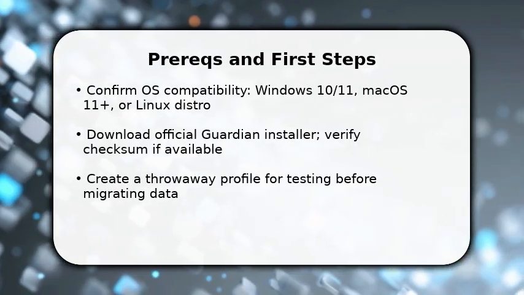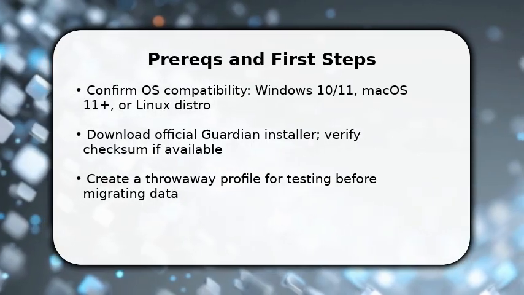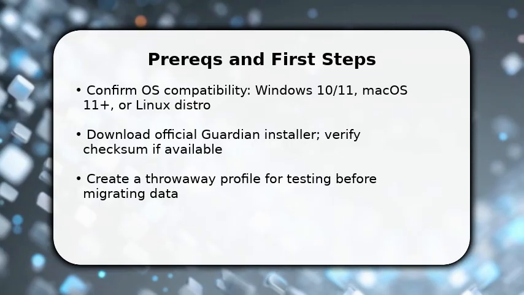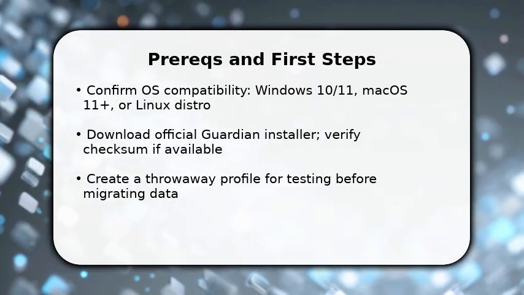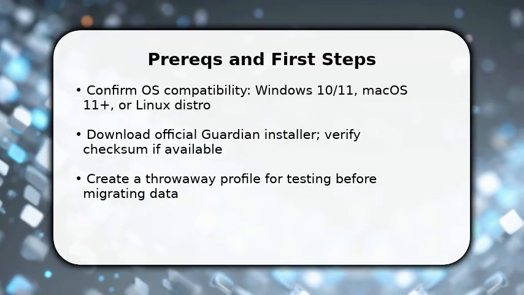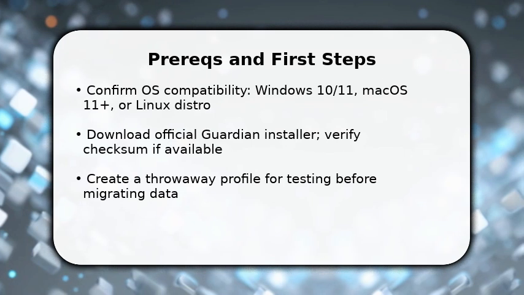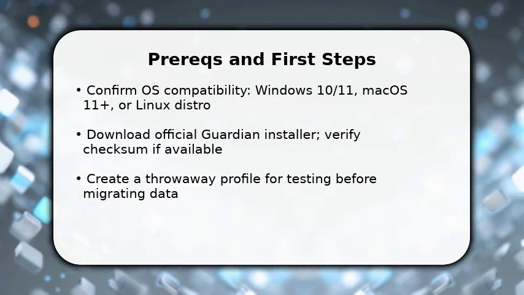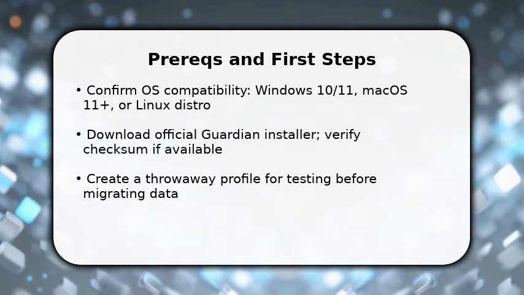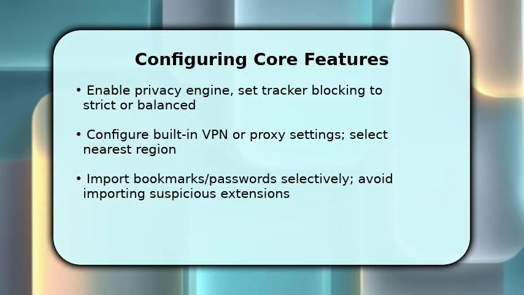Next, create a throwaway profile to test settings and extensions. This protects your main browsing data while you learn features. You'll log into minimal accounts only, enabling sync later. Make sure to note your recovery keys now, because losing them can lock encrypted data and force a reset. Don't skip that step. You now configure Guardian's core privacy and connection features so browsing is both fast and safe.